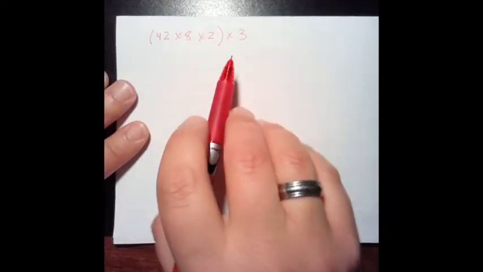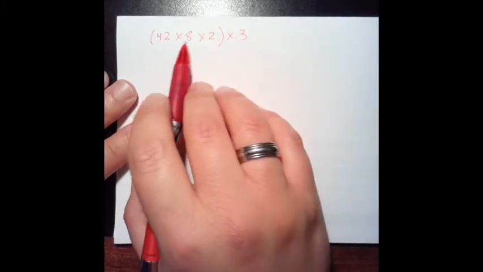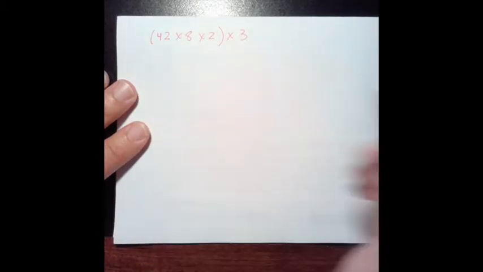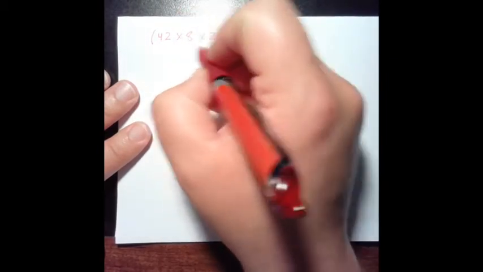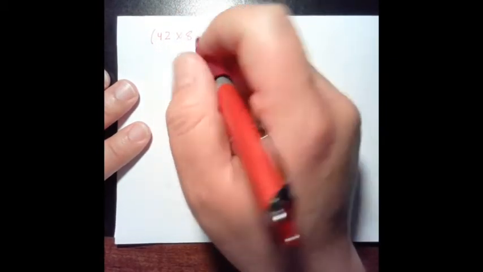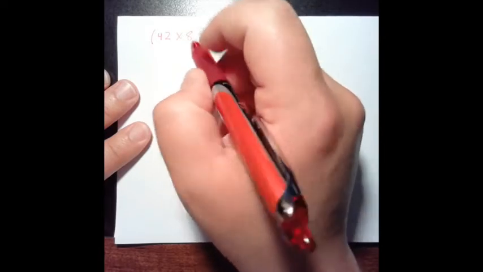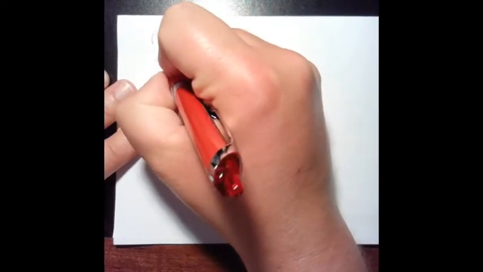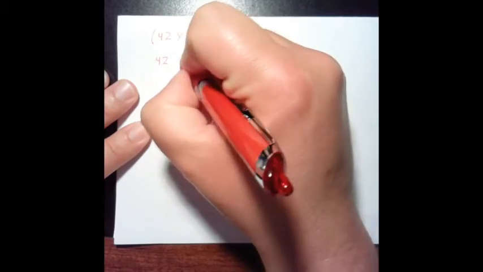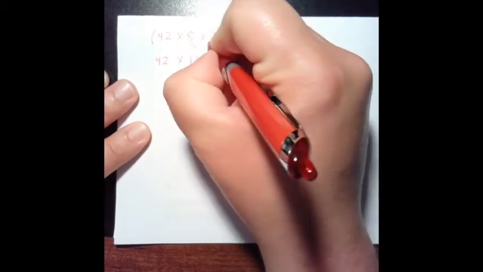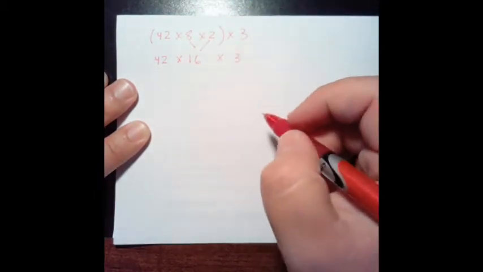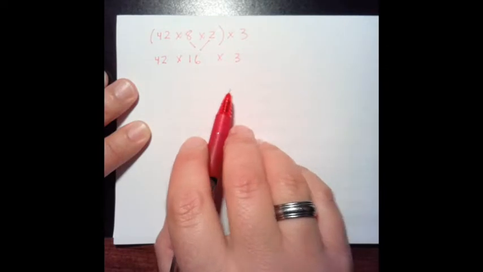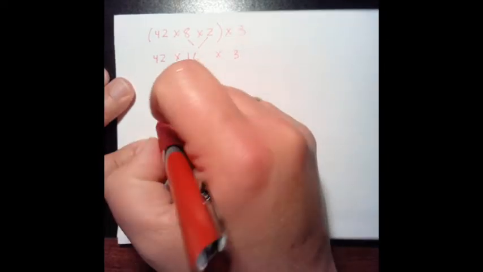So we've got to multiply 42 times 8 times 2 times 3. Now, multiplying is the same as adding in that it doesn't really matter what order you multiply in. So I'm just going to start doing my easy ones first. I'm not going to touch 42 yet. I'm going to go 8 times 2 is 16. So I'm going to bring that down, and then I'm going to bring down our 3. Alright, so now we can do 42 times 16.